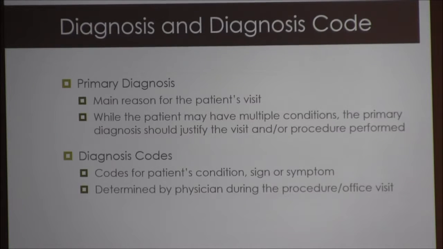Okay, so the diagnosis and diagnostic codes. There's a primary diagnosis. It's the main reason for the patient's visit. This is the first code that you'll use. Likely your patient's going to come in with multiple diagnoses, and I'll show you an example of that at the very end. The primary diagnosis should justify the visit and should justify any procedure that's performed. The diagnosis codes are codes for the patient's condition. They signify the signs and symptoms, and they're determined by the physician who's ordering the procedure. So an obstructive sleep apnea diagnosis justifies a polysomnography.